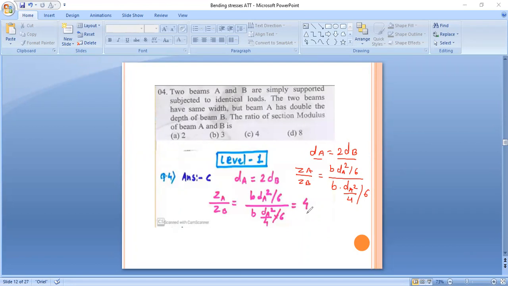Or dB which is equal to dA by 2. And after solving, we get answer 4. This 6 gets cancelled, this B gets cancelled, dA square gets cancelled. So what is remaining? 4. So option C is the correct answer.